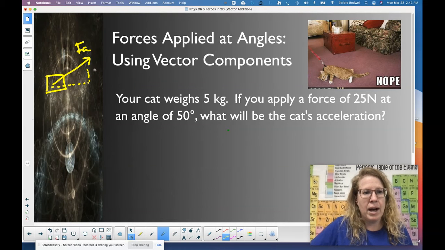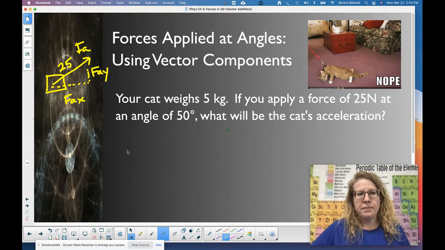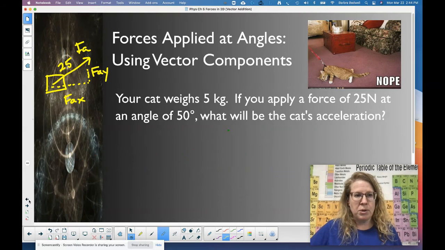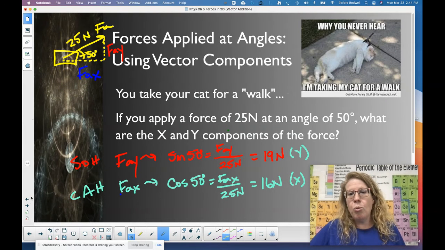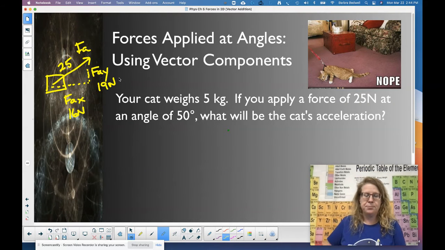and Fay. We knew that this one was 25 newtons. And then we figured out, let me go back and look really quick, which one is 16 and which one's 19. The y is 19 and the x is 16. So this one right here was equal to 16 newtons, and the y here was equal to 19 newtons. Again, we figured that out on the previous page.